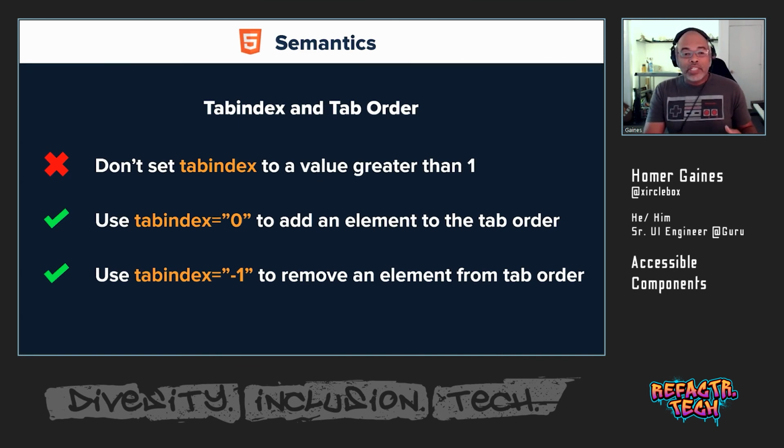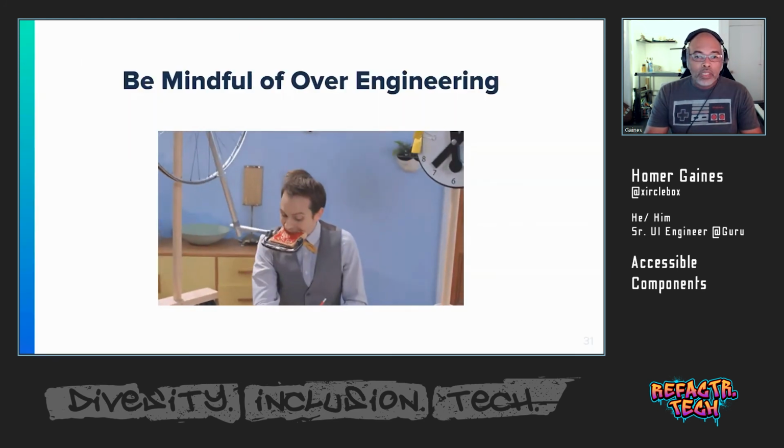Tab indexing with forms is very important. Even with navigation, it's very important not to try to override all of the tab indexing. So what you want to do here is include a tab index of 0 that will add any focusable element to the tabbing order, and a tab index of -1 will remove that element from the tabbing order.